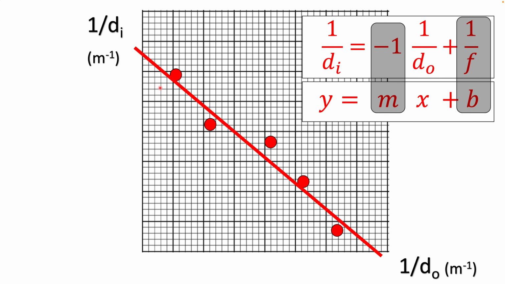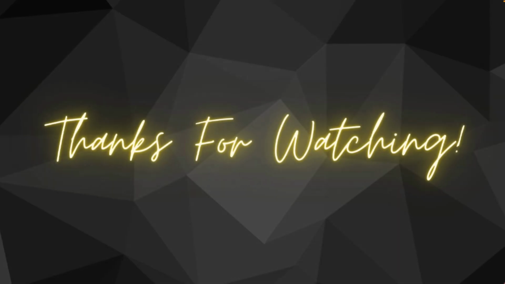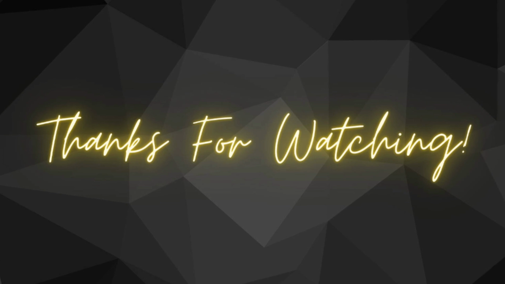And just for an example, let's say that number was 5.4. If that's the y-intercept, b, that is equal to 1 over f. So we can write this as 5.4 is equal to 1 over f. To solve for f, just flip f and 5.4 over, and we would get an answer of the focal point to be 0.19 meters. Okay, so I hope that helps you to understand how to complete this question in case you see it on an assignment or a test.